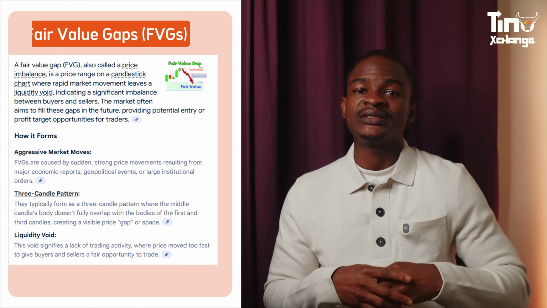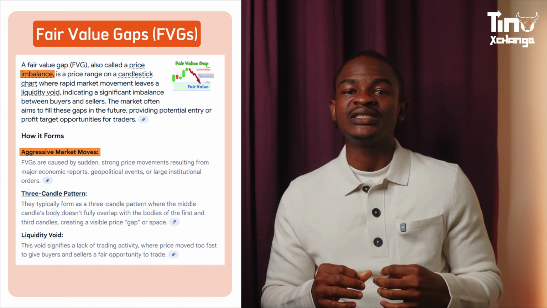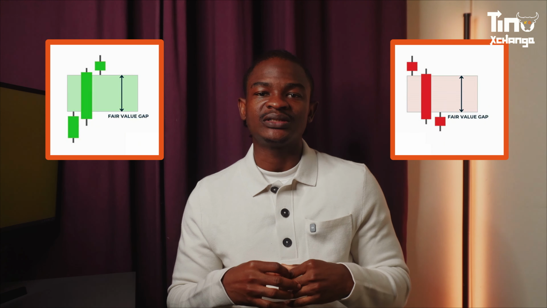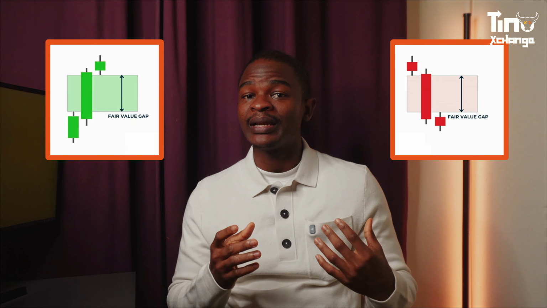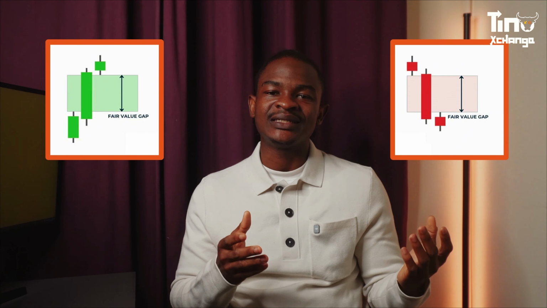A fair value gap is a type of imbalance in price, an area where the market moves so aggressively that it leaves a gap between candles. This gap shows where buying or selling pressure overwhelmed the other side. Since the market seeks to always balance itself, price often returns to this gap before continuing to its intended direction.